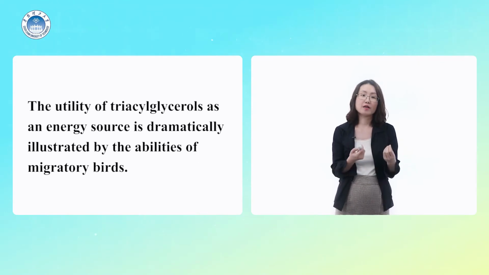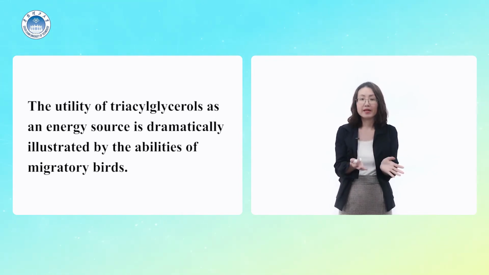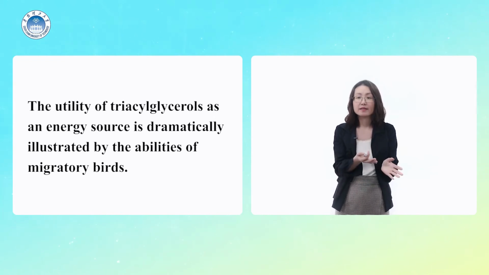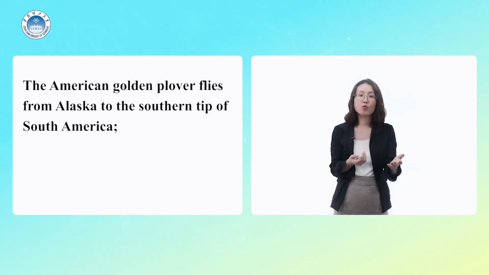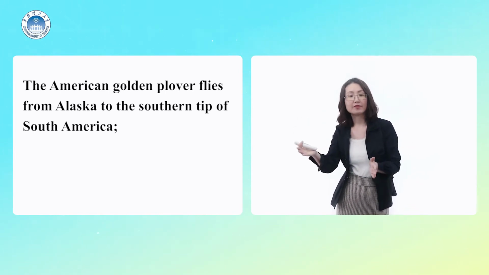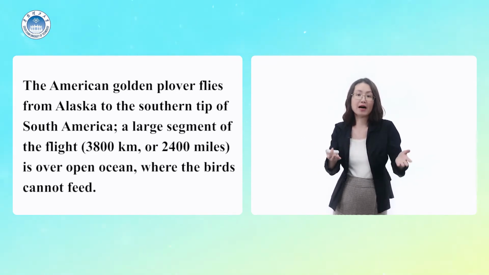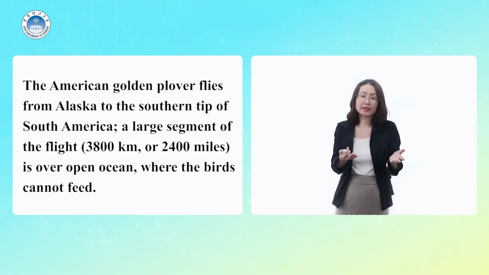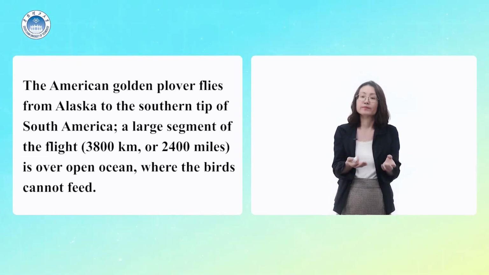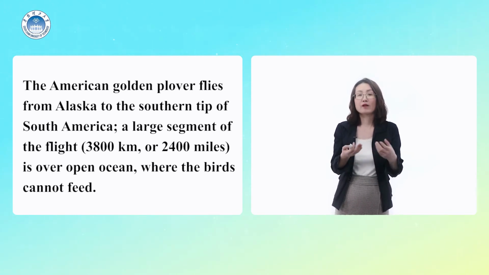The utility of triacylglycerols as an energy source is dramatically illustrated by the abilities of migratory birds, like the American golden plover, which flies from Alaska to the south tip of South America. A large segment of the flight is about 3,800 kilometers or 2,400 miles. It's over open ocean, where the birds cannot feed.